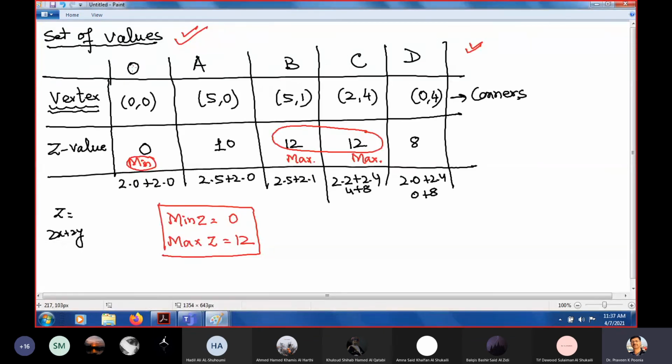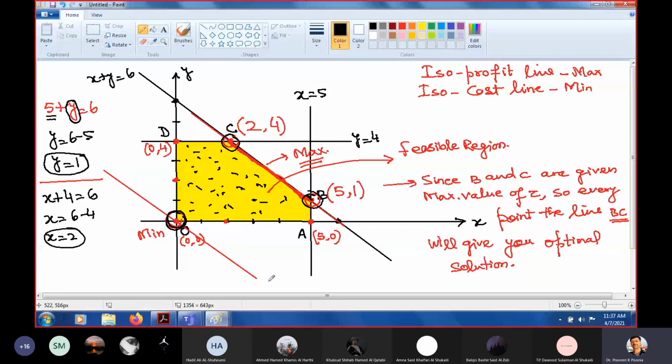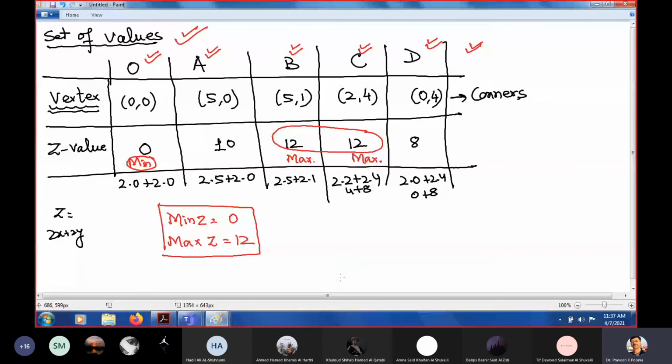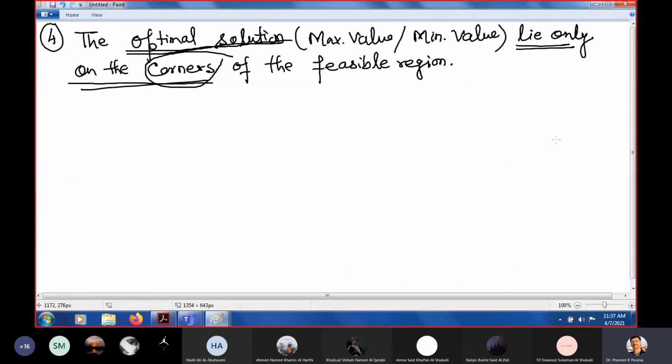This is property number 4. That's why I am telling you from yesterday onwards that please calculate the value at all the corners. Here this problem has how many corners? 5 corners. So we calculate the value at all 5 corners and then prove this is the minimum value and this is the maximum value. This is property number 4.